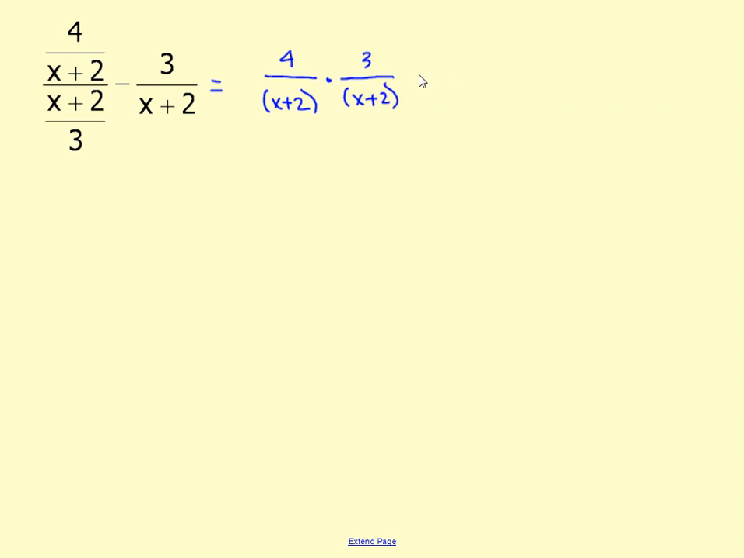And then this is going to be minus 3 over x plus 2. So I'm just going to make it addition now and make it negative. So this is going to be plus negative 3 over x plus 2. Now this one, because it's multiplication, I have x plus 2 twice. This one I only have once. So I still need a common denominator, which will be x plus 2, x plus 2. So I'm going to multiply top and bottom of this one by x plus 2.